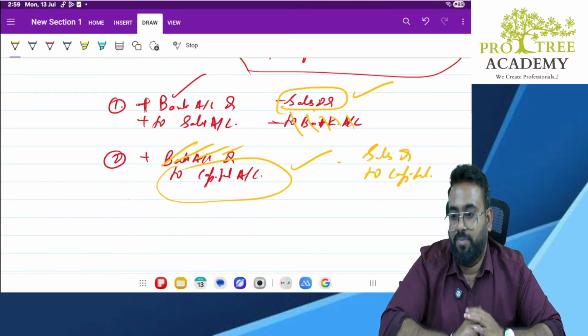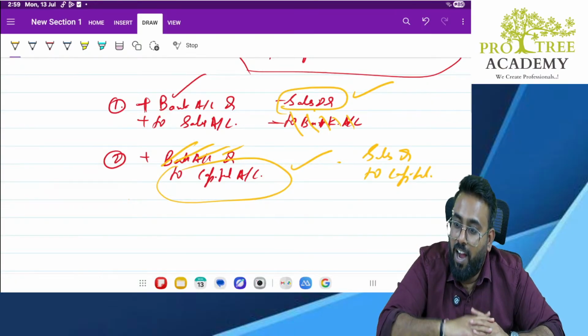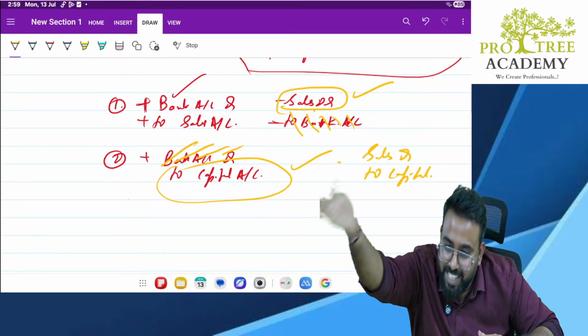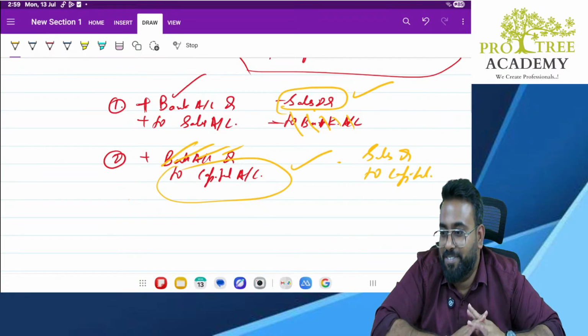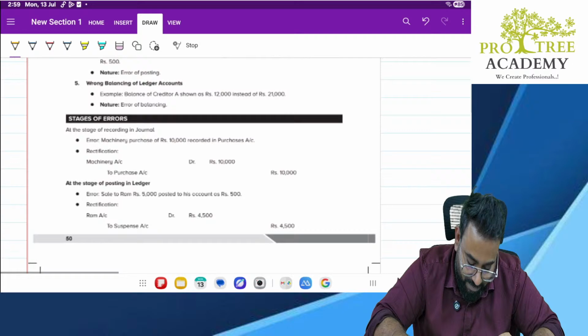Now second, there is one more rectification, sir. What is that rectification, sir? After preparation of trial balance, after preparation of balance sheet and P&L. That means when, sir, next year I found out that he has done a mistake. That is what happens.